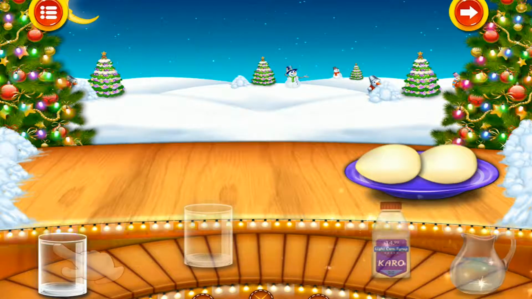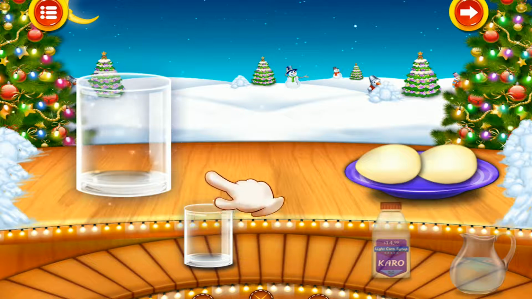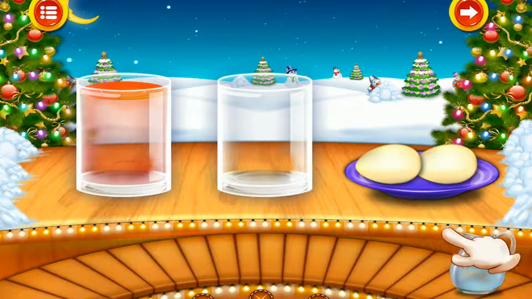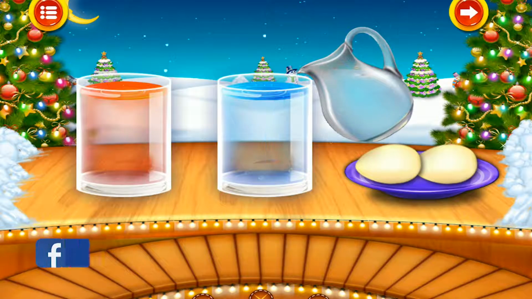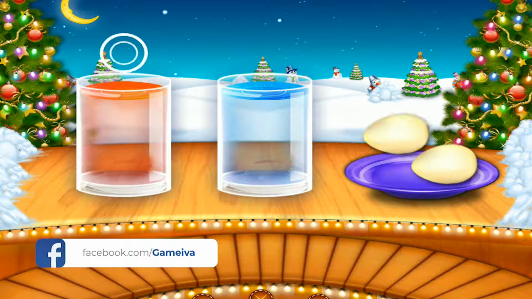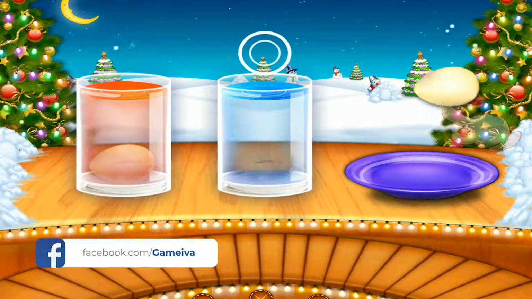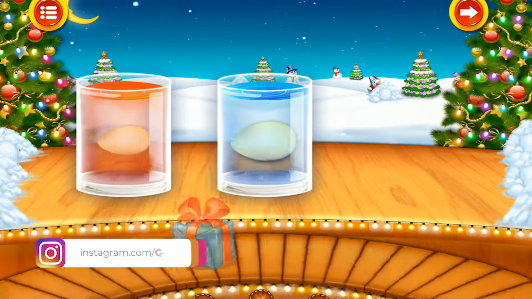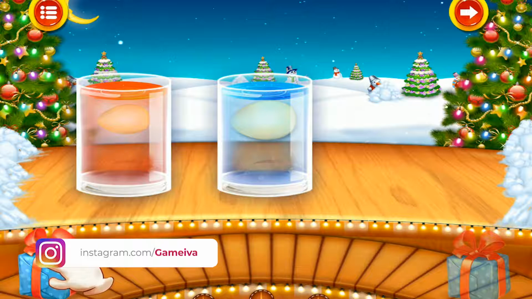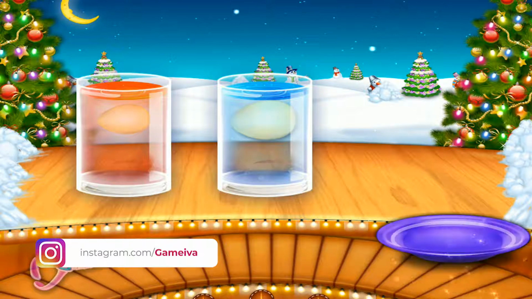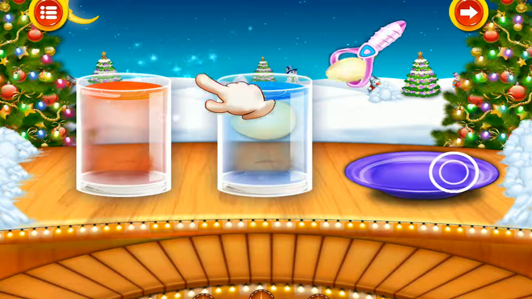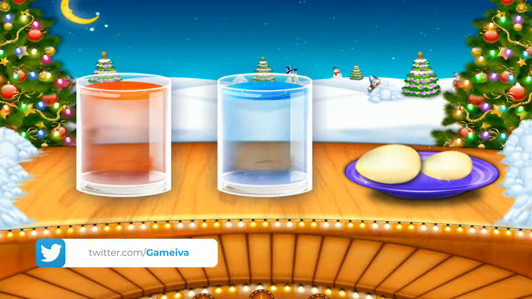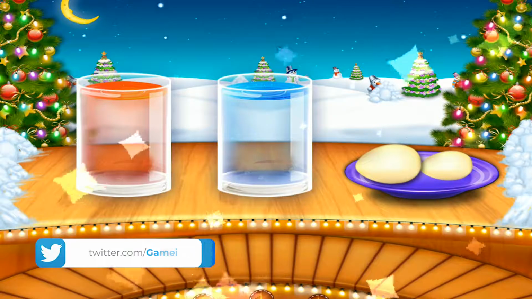Place 2 glasses on the shelf. Pour some Karo syrup in the first glass. Pour some water in the second glass. Now place the eggs in each of the glasses. Leave it for some time. Take an egg with the help of tongs. What did you observe?